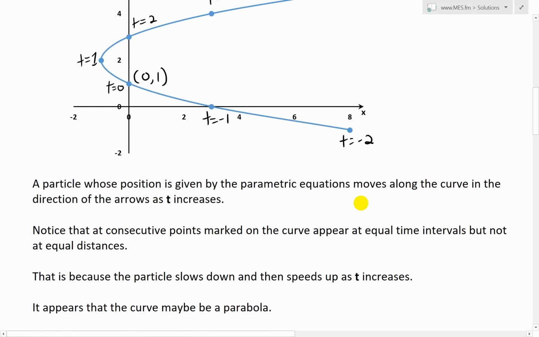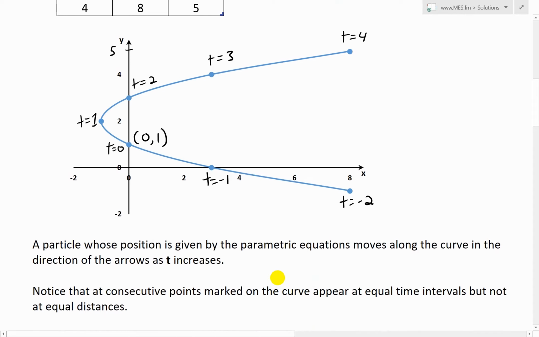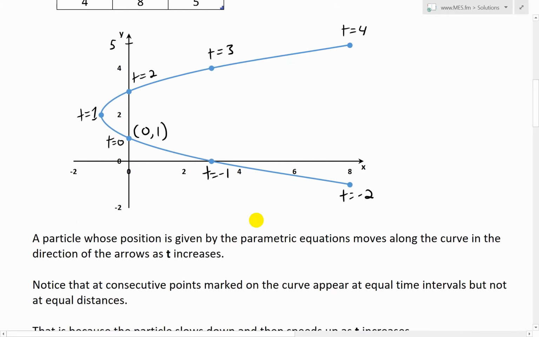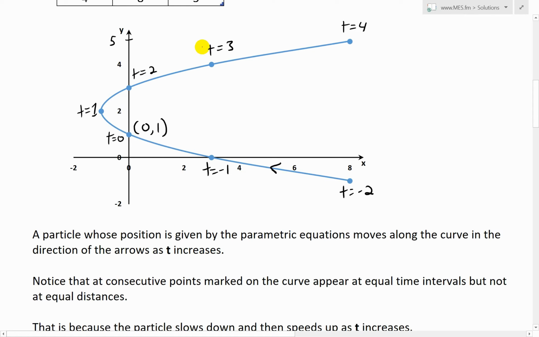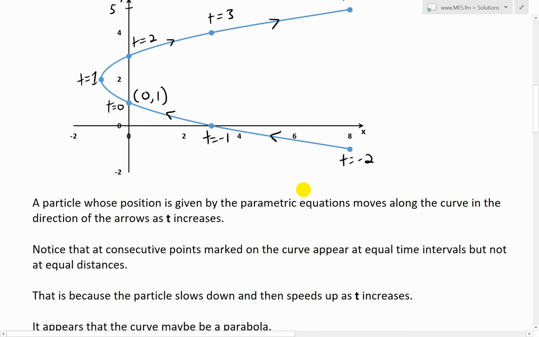And again, recall from when I went over the definitions of parametric curves and equations, a good way of visualizing this is to imagine a particle moving along the curve as time passes. A particle's position given by the parametric equations moves along the curve in the direction of the arrows as t increases, and I'll draw the arrows here. So a particle would be moving across like this, goes left and increases to the right side there.